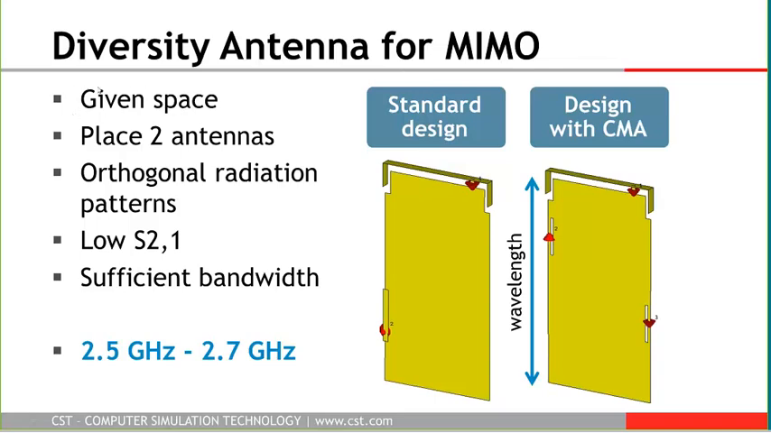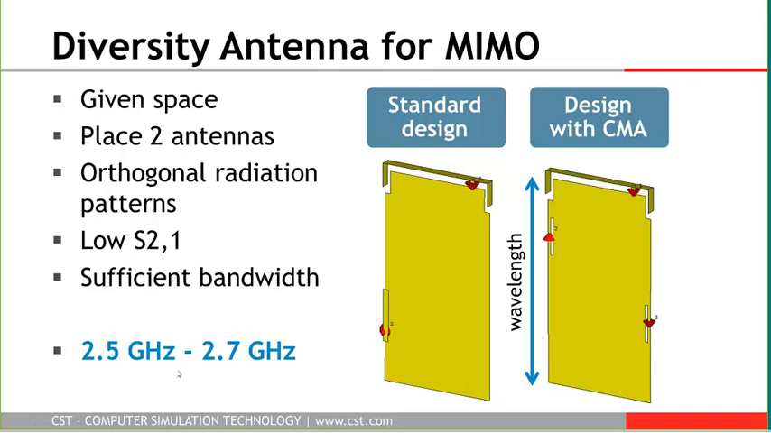We are given some space, so we have some space limitation, and we have to place two antennas in such a way that they will have an orthogonal radiation, so there will be low correlation between the radiation patterns. We will have low cross coupling, so low S21, and we will have sufficient bandwidth.